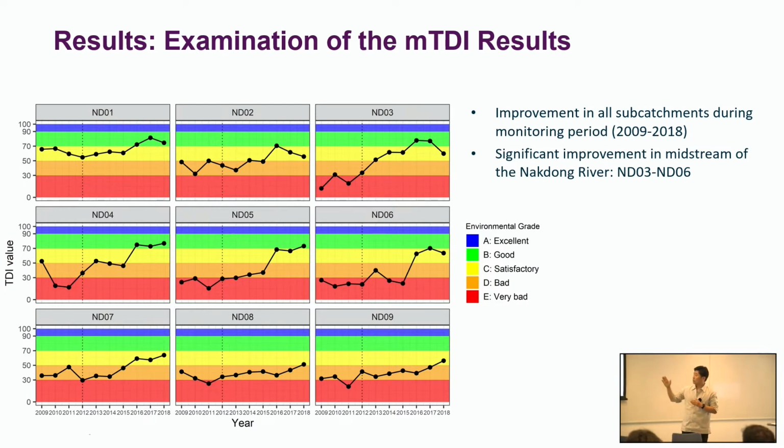The MTDI results show that the whole sub-catchment in the main river has significantly improved from a very bad or bad grade to above satisfactory level, or even close to excellent level. However, it doesn't show any change around the completion of the barrages in the main river. Also, one of the features we can notice here is the significant improvement in ND3 to ND6. There's a huge jump in the MTDI score, which falls in 2015 and 2016.